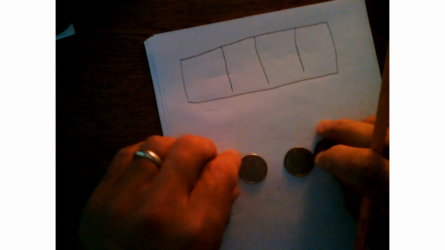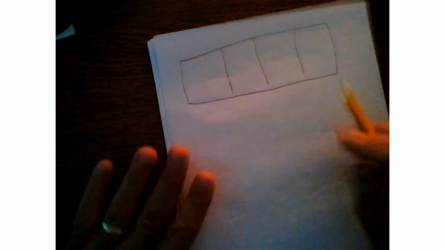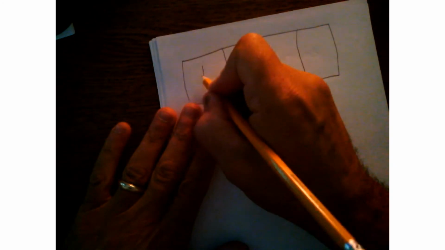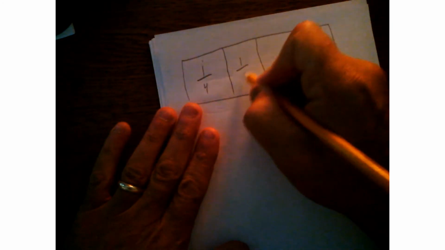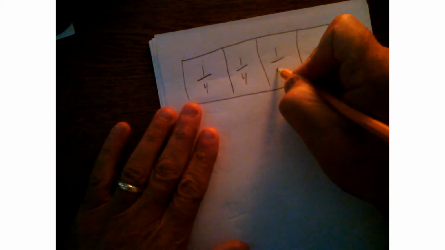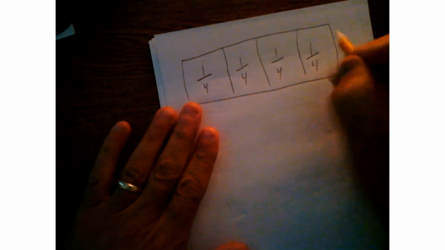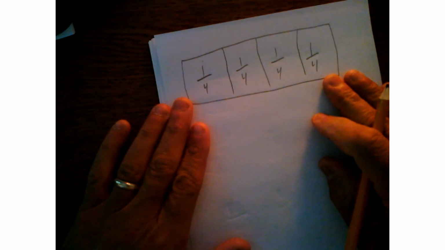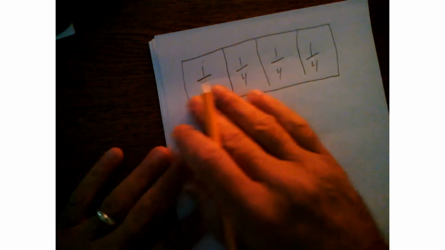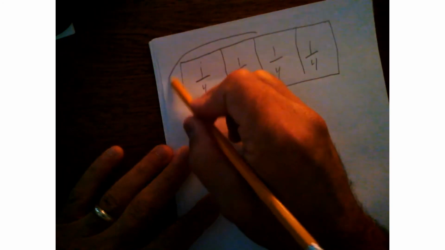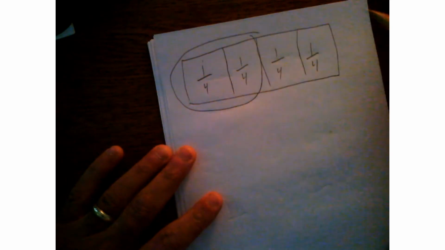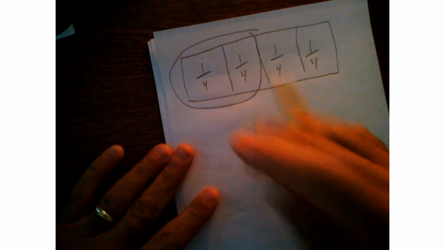Quarters for 4 parts. And then we can label this, instead of labeling it 25 cents like a quarter, we could say this is 1/4, this is 1/4, this is 1/4, and this is 1/4. So we labeled it using unit fractions. And then we can also look at unit fractions as parts of a whole. So this would make a whole dollar. But if we just circled these two, what does that equal? Well, that's half of a dollar.